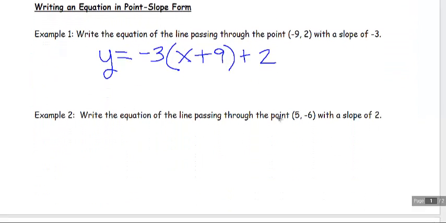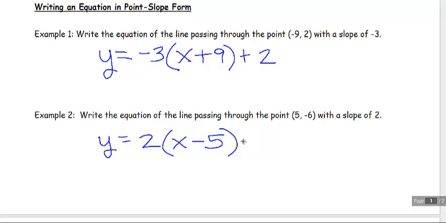Write the equation of a line passing through the point 5, -6, and a slope of 2. So same exact type of information. We're going to go right to plugging in. Okay, so our slope is 2. That goes in that box. And then we have x minus. Okay, our x value is 5. We want this to show up as -5, right? -5 being the opposite.